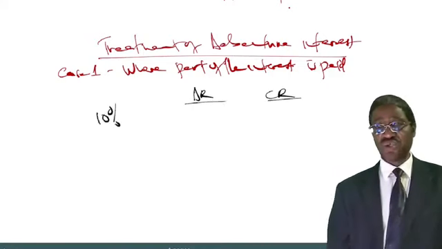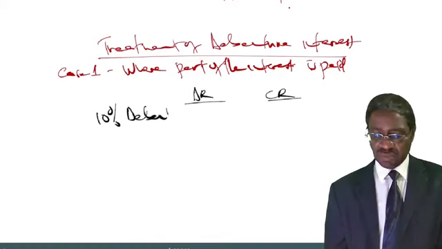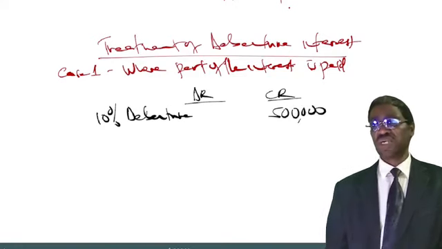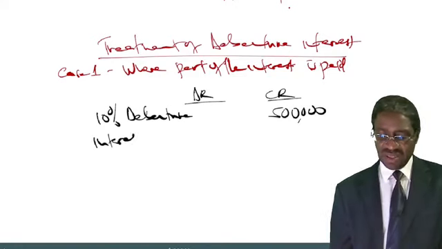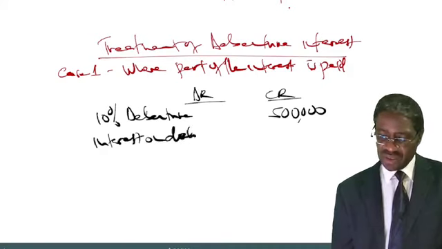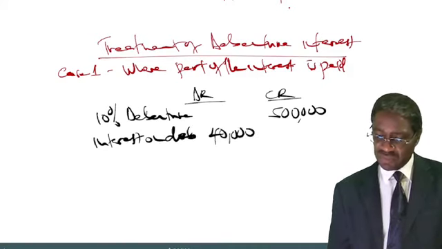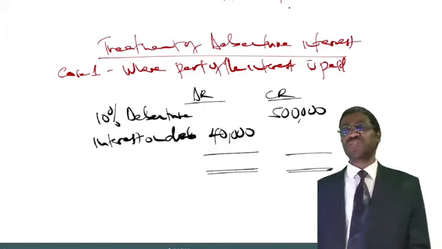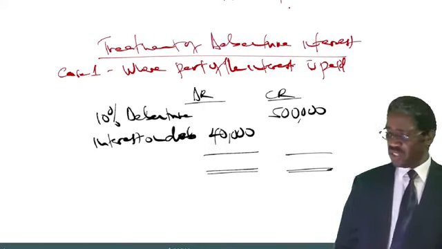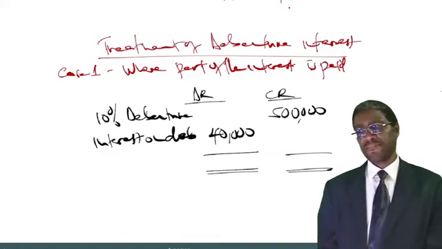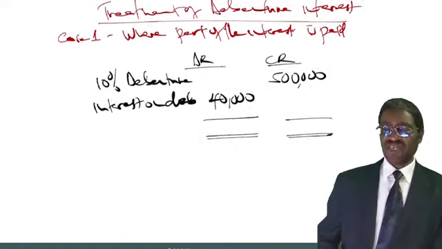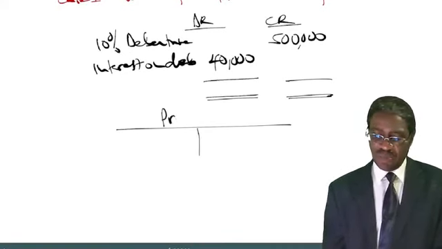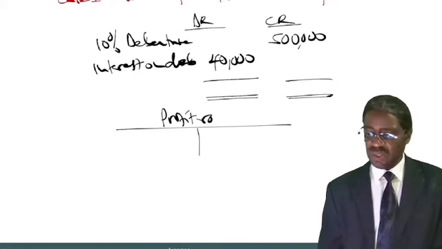And in that trial balance, you show like there's a 10% debenture. Let's put it as 500,000. Then we come and say interest on debentures. Let's put it as 40. For purpose of illustration, show as if you are closing the trial balance. Then after that, show like you are preparing the income statement. You come and say your profit and loss.